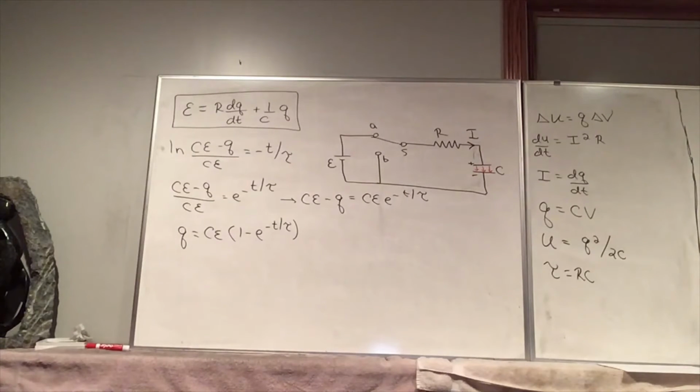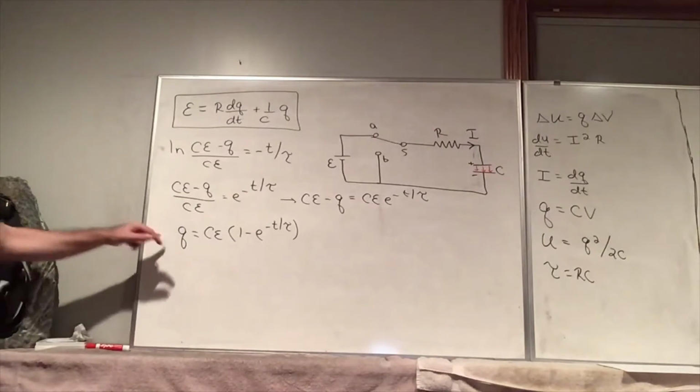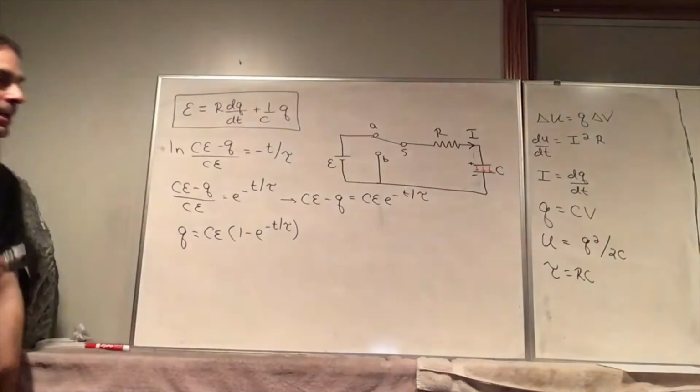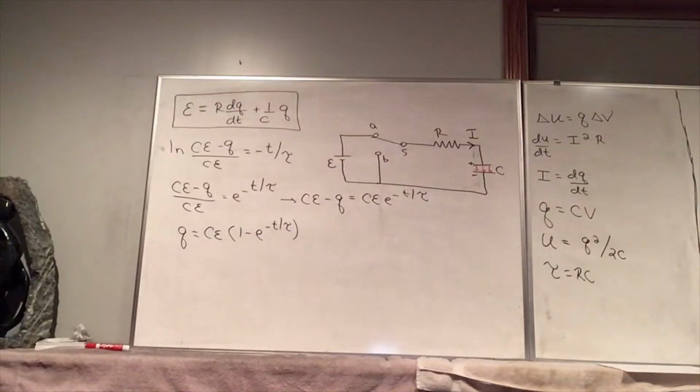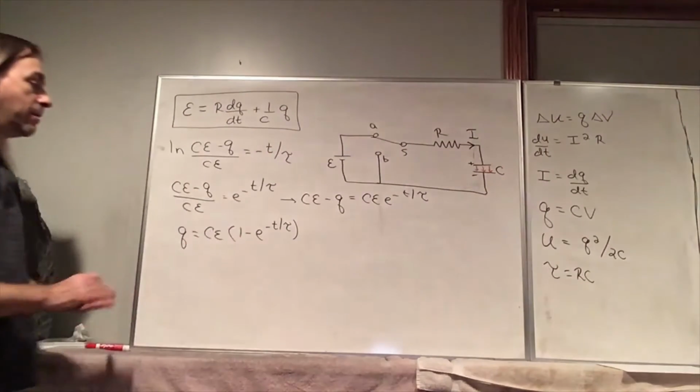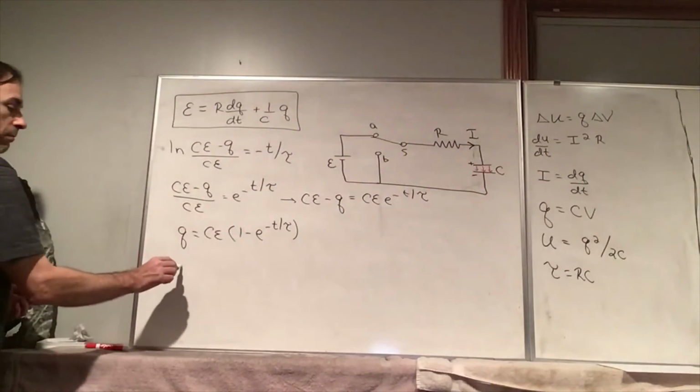We should look at that before moving on, though. So first off, q is the charge on the capacitor. And so at t equals 0, there should not be any charge on the capacitor. So let's check. Let's plug in t equals 0.